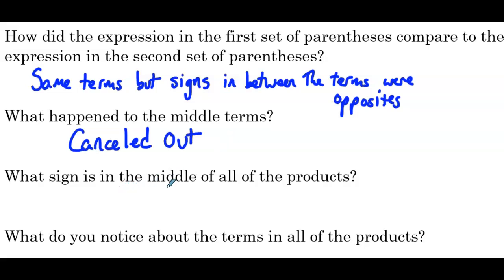What sign is in the middle of all of the products? Subtraction. Right, think of our products. x squared minus 36, 100 minus x squared, x squared minus 4y squared. The subtraction between the two terms in all of our products.